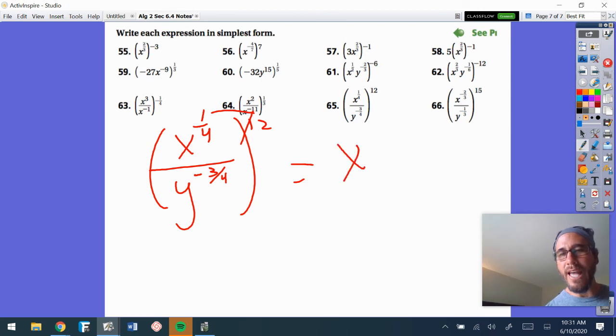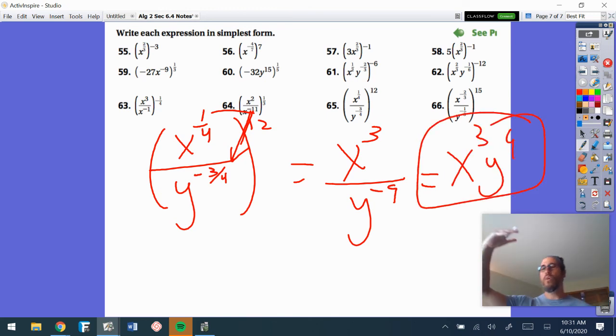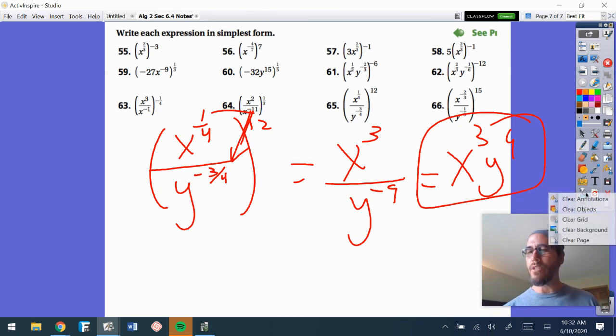1/4 times 12 is x to the 3rd. Once again, show the side work if you need to, okay? And if I share that to the bottom, that gives me y to the -9. Do either of those have a negative exponent? It sure does. That guy on the bottom has a negative exponent. So since it's on the bottom, it can go to the top with the opposite sign of an exponent. We always want positive exponents, okay?